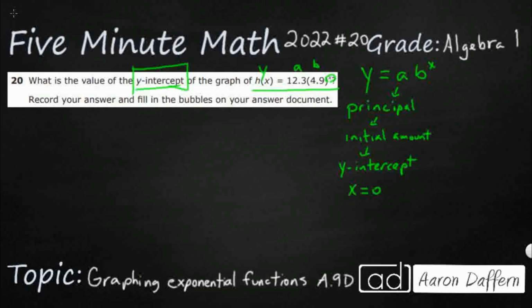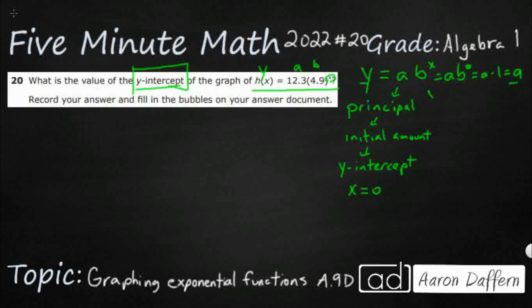So let's plug it in. Let's make this equation x equals 0. I'm going to substitute in my 0 for my x. So now it's a times b to the 0. Anything to the 0 power becomes 1, no matter how big or small it is, doesn't matter. So now it's a times 1, which is just the identity property of multiplication. Anything times 1 is just itself, which means when x equals 0, y equals a. So that's how we know. And that's really what we're looking for.